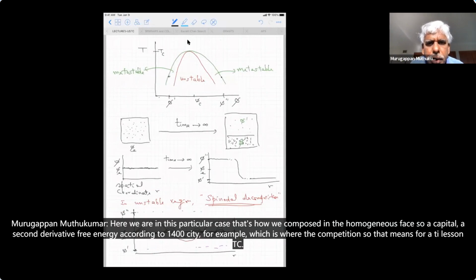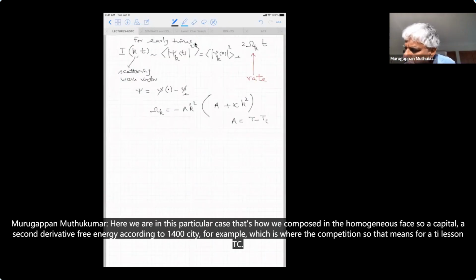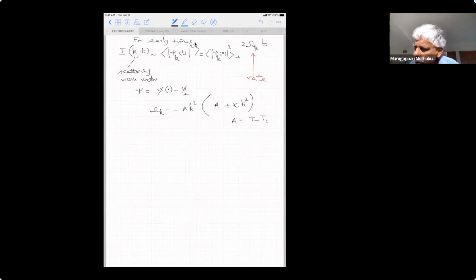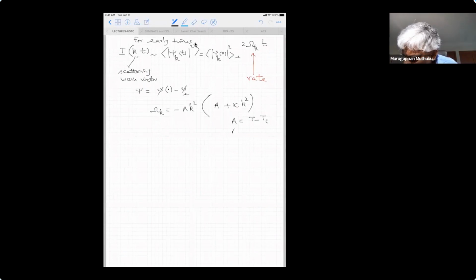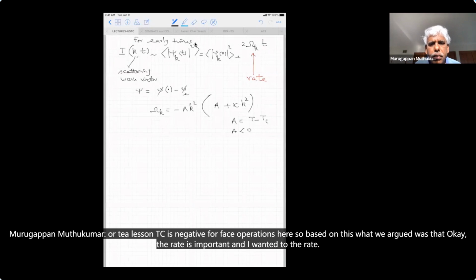Here, we are in this particular case. That's how we composed in the homogeneous phase. So capital A is the second derivative of the free energy, according to Flory-Huggins theory, for example, with respect to the composition. So that means for T less than TC, A is negative. For T less than TC, A is negative for phase separation here.